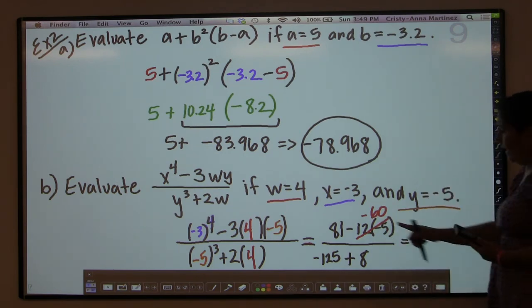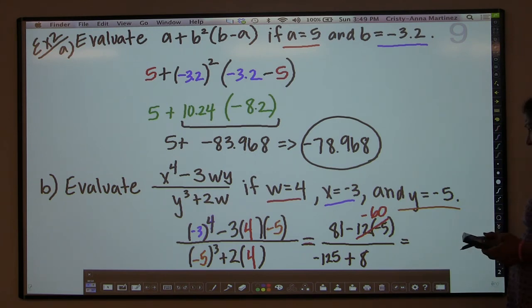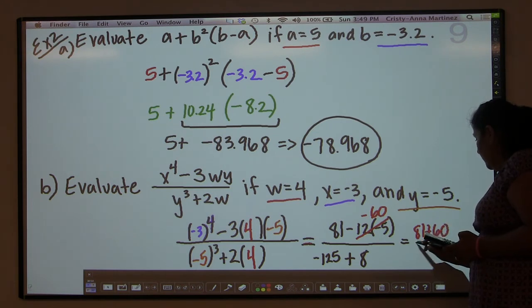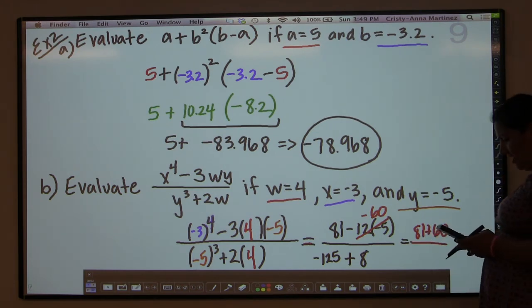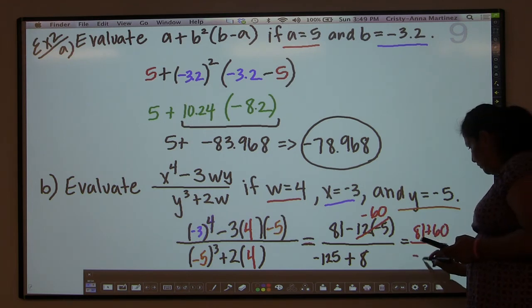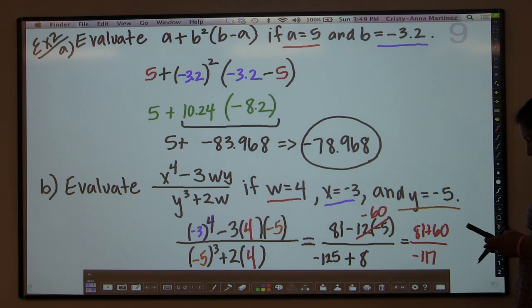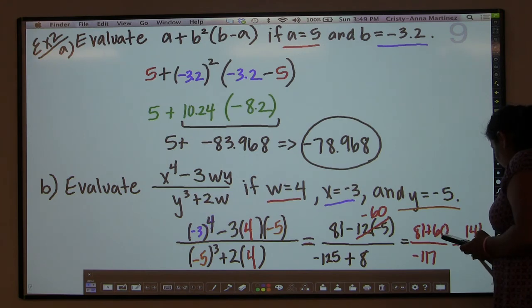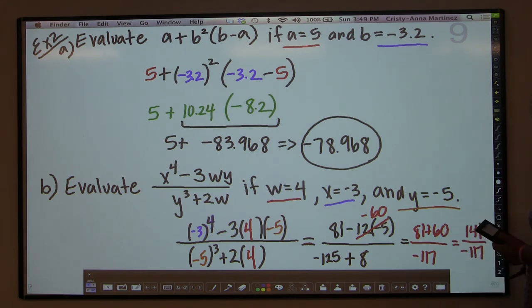So then we're going to have 81 minus negative 60. Whenever you have a minus negative, it's actually a plus. So it's going to be 81 plus 60 on the top, and negative 125 plus 8 on the bottom, which is negative 117. And the 81 plus 60 is 141. So our final answer is 141 over negative 117. It doesn't really matter where you put the negative, either on top or on the bottom. You just can't put it in both spots.